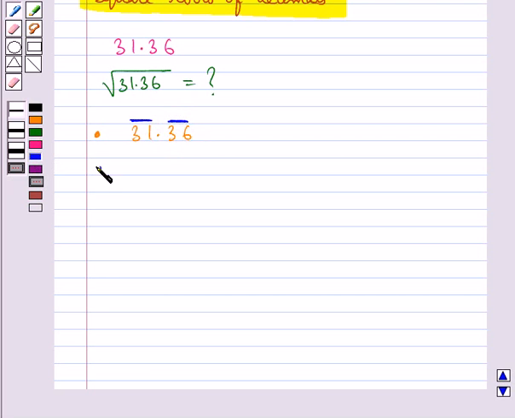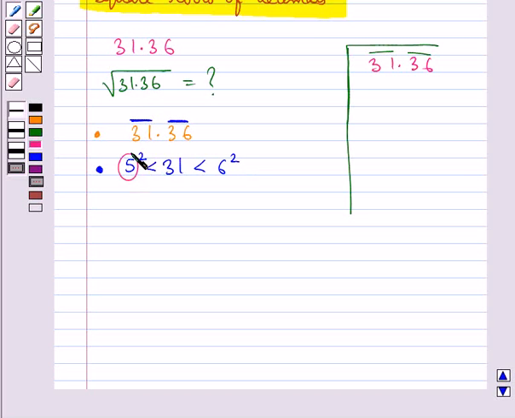Now we proceed in the same manner. That is, we have 31 is less than 6 square and it is greater than 5 square. We take this number 5 as the divisor and the number under the leftmost bar, that is 31, as the dividend. And the number in the quotient also has to be the same. So we divide them. So we get here 6 as the remainder. Then in the next step, we write the number under the next bar, that is 36 in this case, to the right of this remainder 6 that we have got. So we have got 636 is the new dividend.